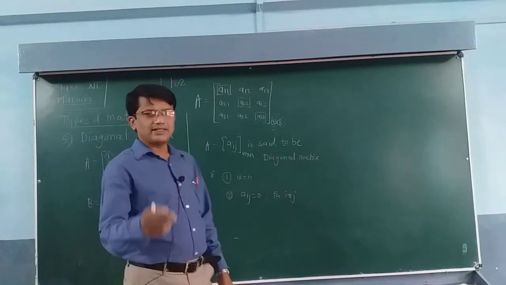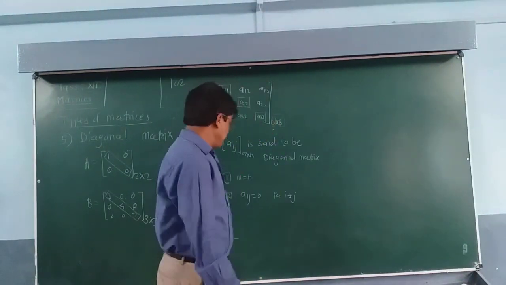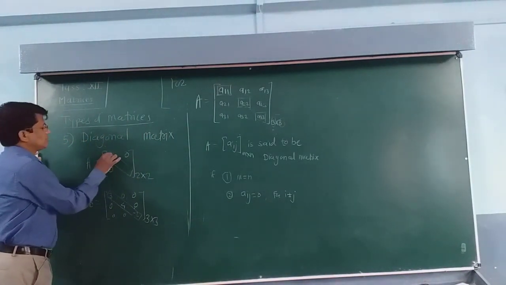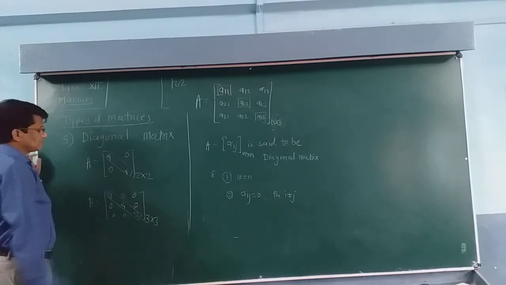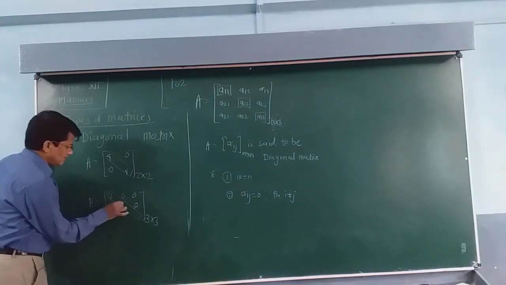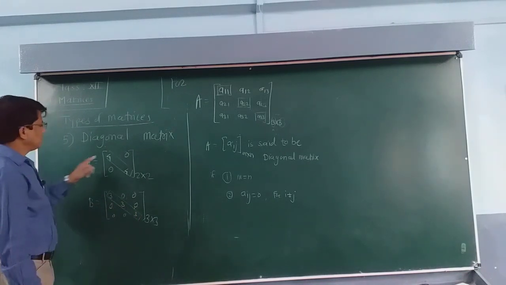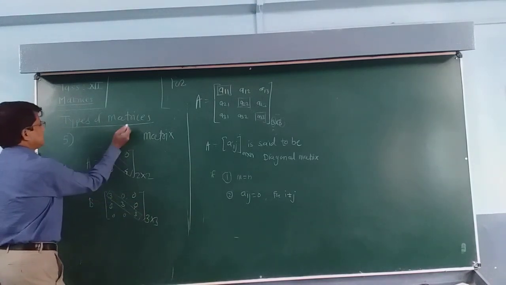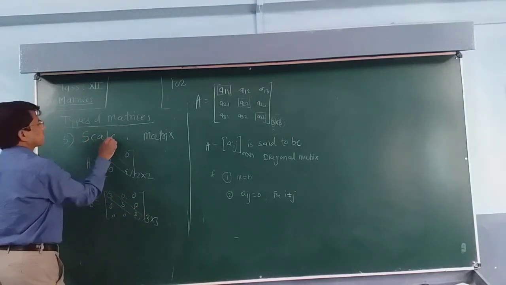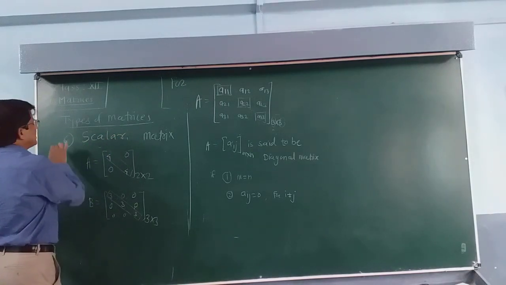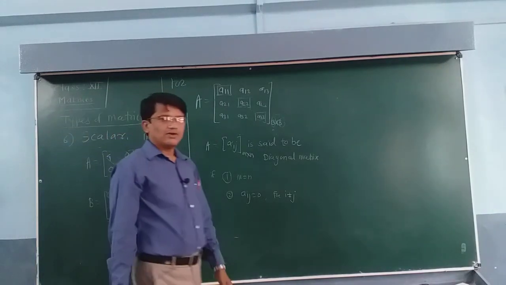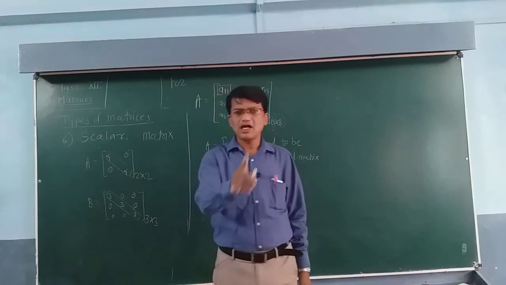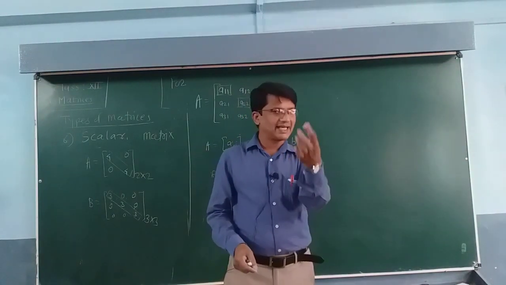Let us consider a new type of matrix, where the diagonal numbers are the same. Suppose this is 4 and this is also 4, a 2 by 2 matrix. Here 3, 3, 3. This type of matrix is called a scalar matrix. This is a scalar matrix because the diagonal elements are the same.